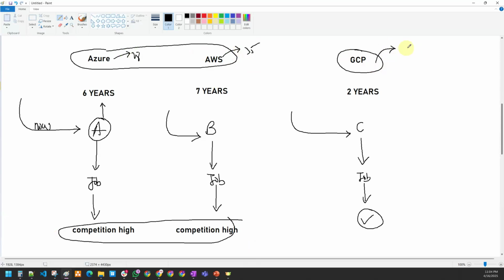Now the market for GCP is less than 20, somewhere around 20. The market is also increasing like anything, and there is less competition. Getting the job is very easy. That's the reason most of the companies actually try to join GCP.